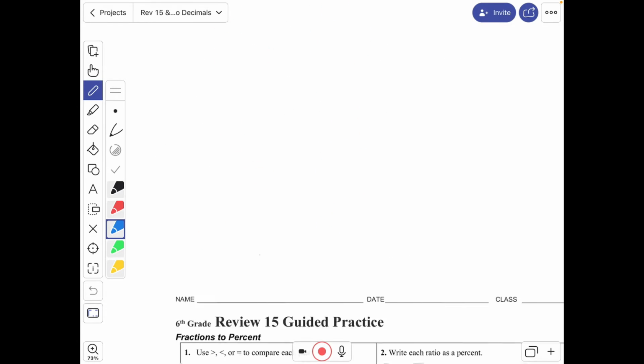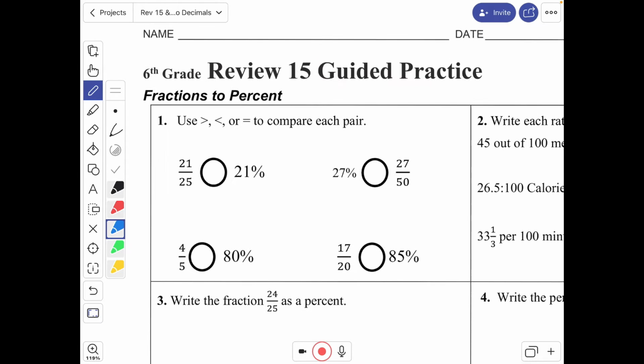Okay, let's look at the guided practice for Review 15. On this first one, we are comparing fractions and percents, so we want them both to be in the same form. And it's probably easiest if we just change the fraction to a percent. I can easily change 25 to something over 100. I just need to multiply by 4. So if I do that on top, 21 times 4 would be 82. So that would be 82%.